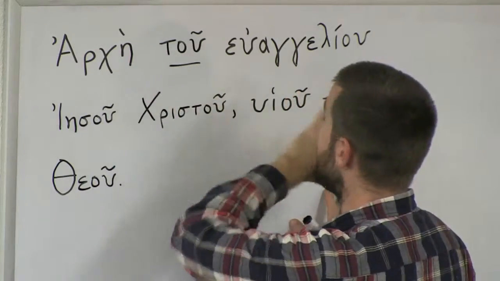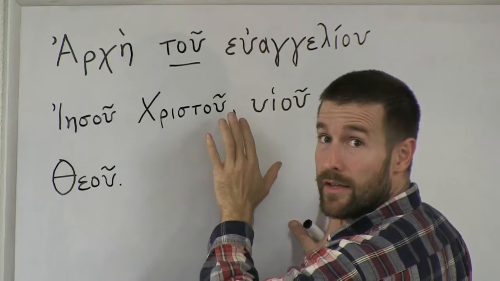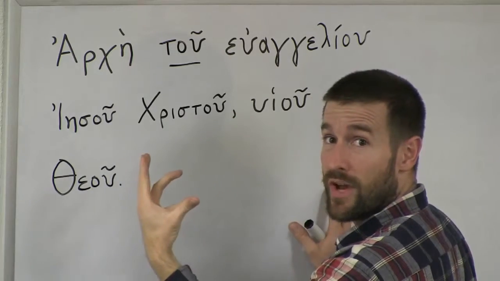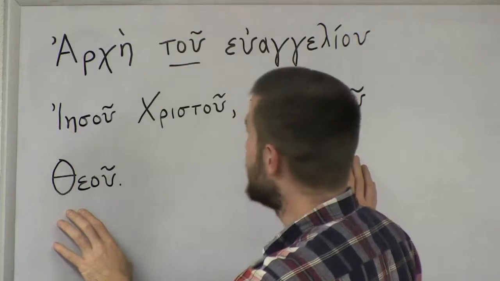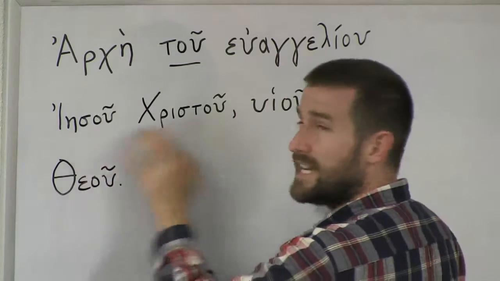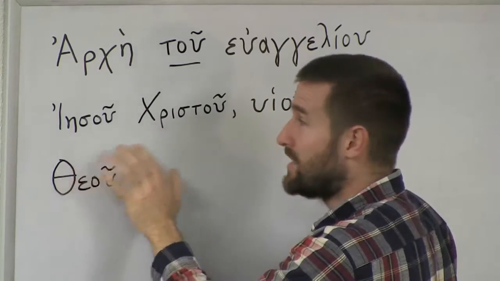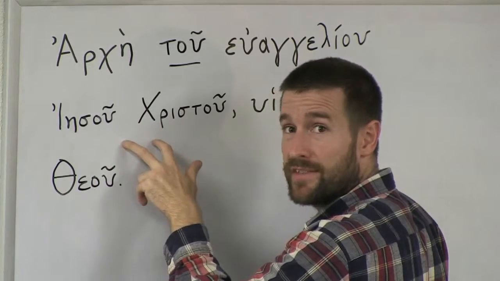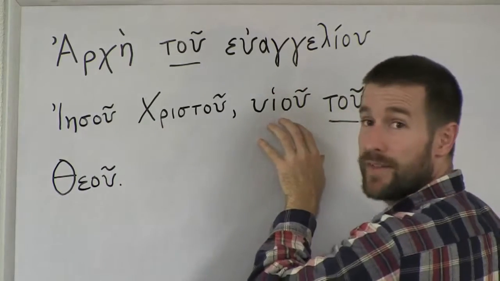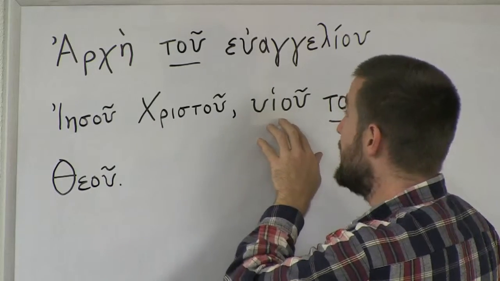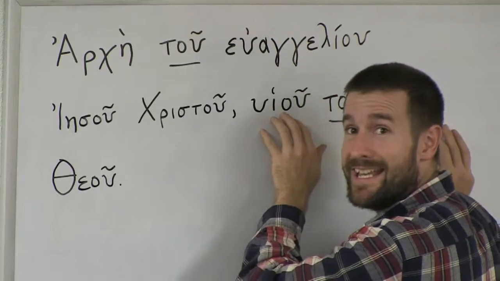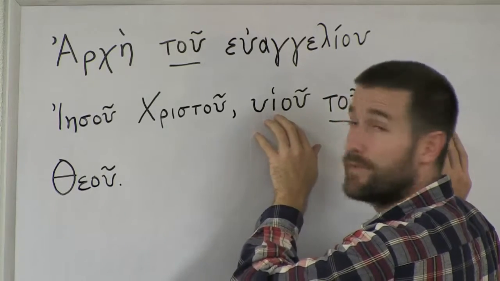Now, there's a comma here, and then we're going to restate who Jesus Christ is. So it's the beginning of the gospel of Jesus Christ, but then we're going to tell you who Jesus Christ is. Jesus Christ is the Son of God. All right? So because we are restating Jesus Christ, and Jesus Christ is in the genitive case, we're going to stay in the genitive case when we restate who Jesus Christ is, the Son. All right? That is why this word, eu, is in the genitive case.